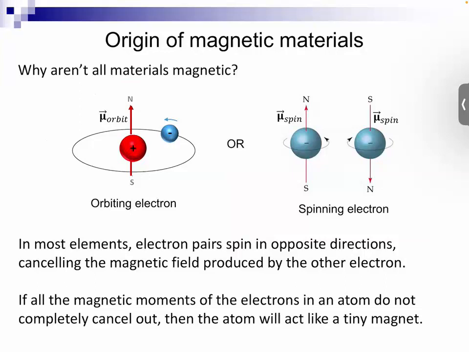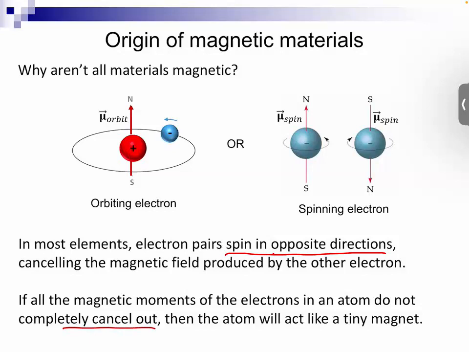But why is it that some materials are not magnetic? It's because in a material you have many atoms, which means you have many electrons. Each electron is orbiting the nucleus, and each electron is also spinning around its own axis. Now, if the electrons are moving in random orientations, so that you have spins in opposite directions, then the magnetic fields created by these opposite spins will cancel each other out.